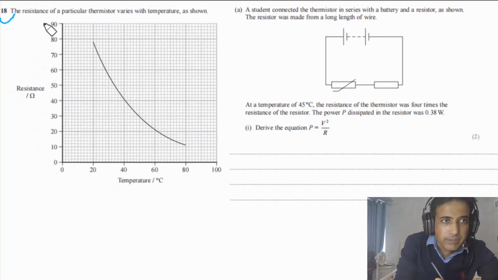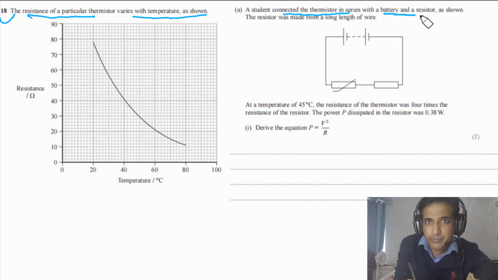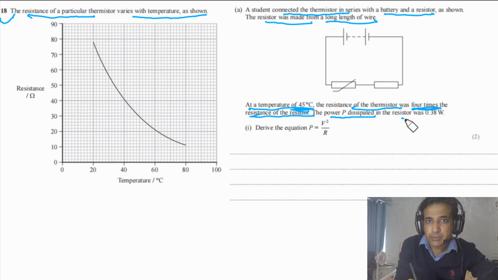Question 18 says the resistance of a particular thermistor varies with temperature as shown in the figure. A student connected the thermistor in series with a battery and a resistor as shown in the figure. The resistor was made from a long length of wire. At a temperature of 45 degrees Celsius, the resistance of the thermistor was 4 times the resistance of the resistor. The power P dissipated in the resistor was 0.38 watts.